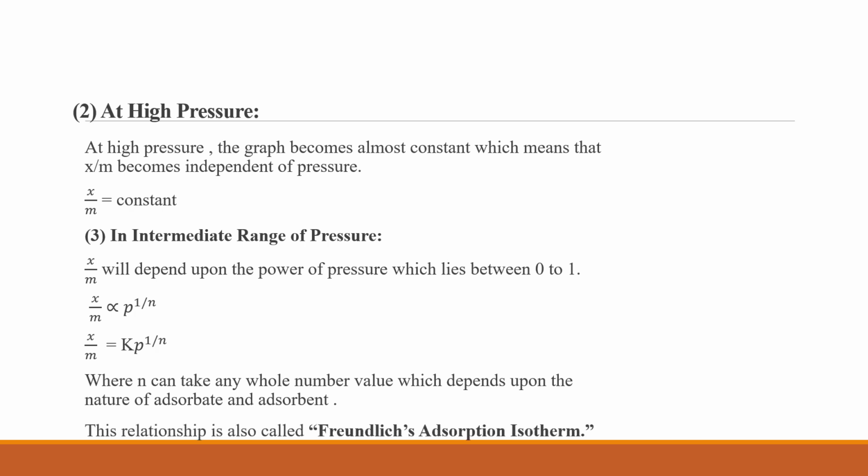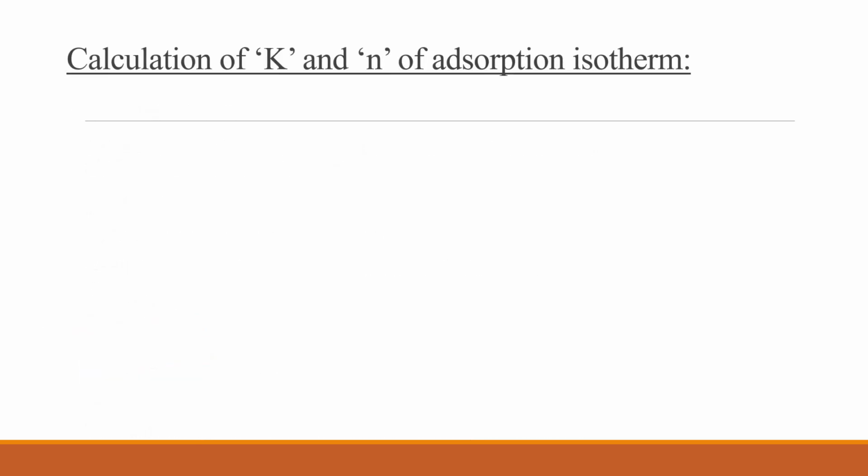This relationship is known as Freundlich adsorption isotherm. Now from the relation of Freundlich adsorption isotherm, calculation of constants K and n of adsorption isotherm. Since this is the equation x by m equal to K p to the power 1 by n.